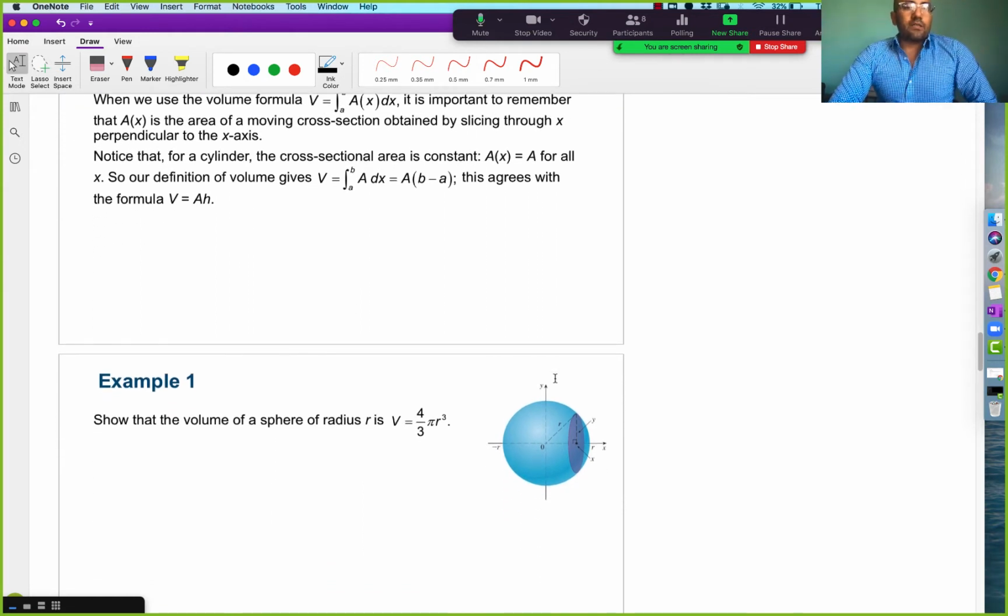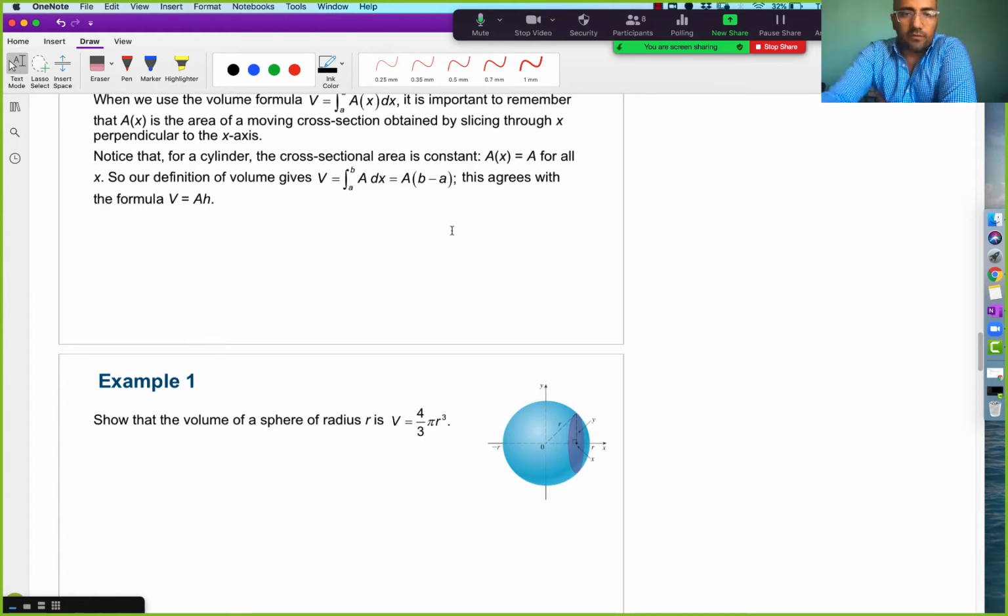Notice that for a cylinder, the cross-sectional area is a constant. Right? A of x is equal to just some area A for x. So our definition of volume gives that V equals the integral from a to b of A dx, where A is a constant we factor out. Therefore, the antiderivative is just going to be Ax, which then gives us V equals A times (b minus a).